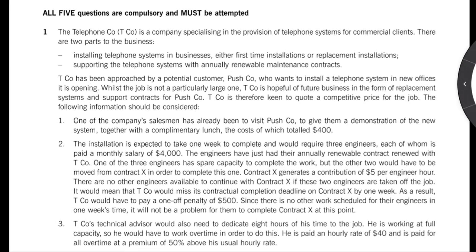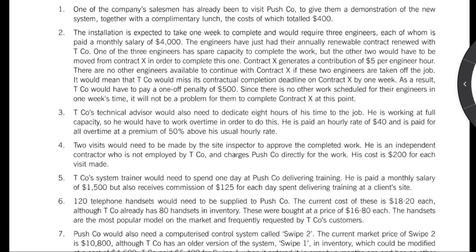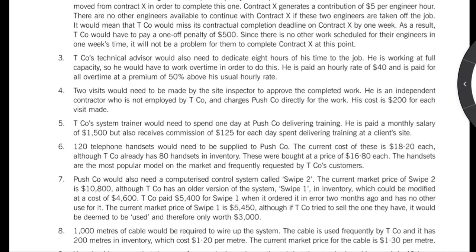I have question TCO opened. You can find this question in just about every revision kit exam question book that's published. If you don't have access for some reason, follow the link below and you can find this question. My first impression, it is a difficult looking question. It's a daunting question. There is so much to read.